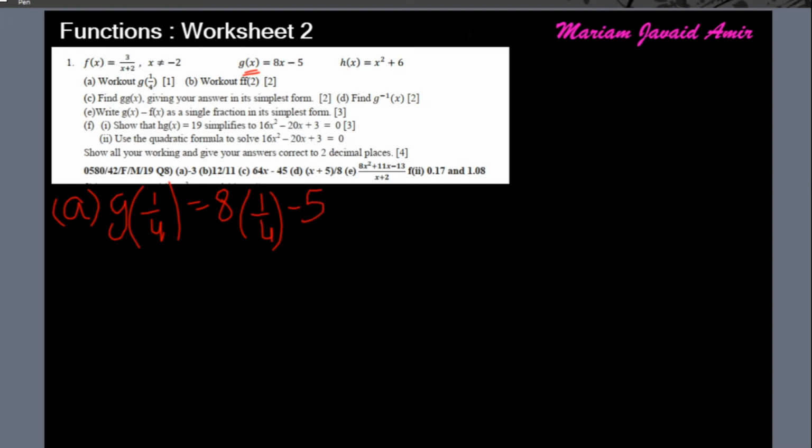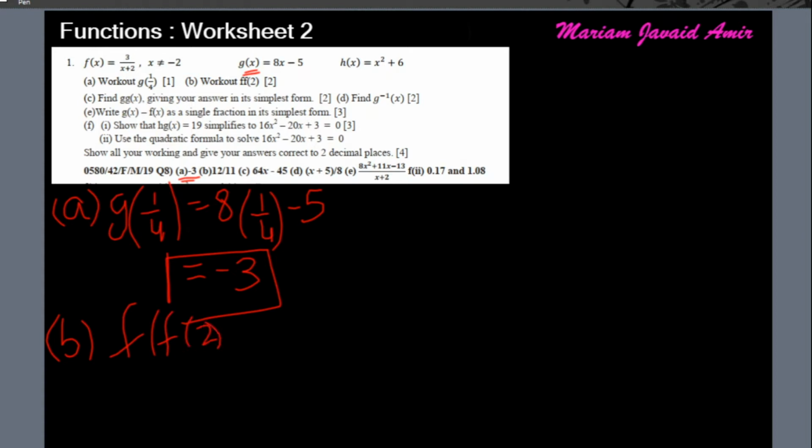For that, in g(x), instead of x, we write 1/4, and this would give us the answer. So we write 8 times 1/4 minus 5. This would give us minus 3. Simply cancel 8 and 4 and you'll get 2, and then 2 minus 5 would give us minus 3.